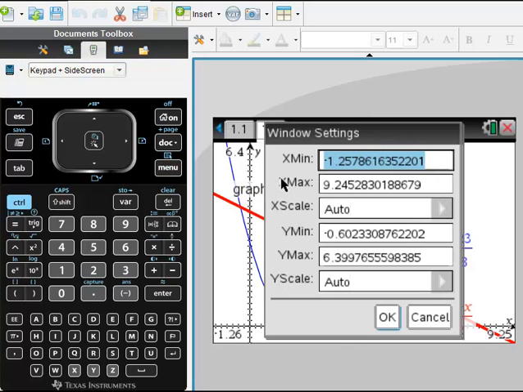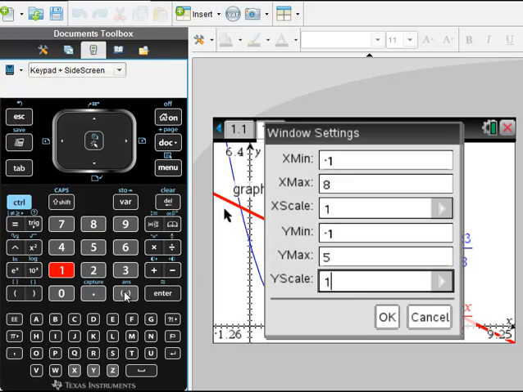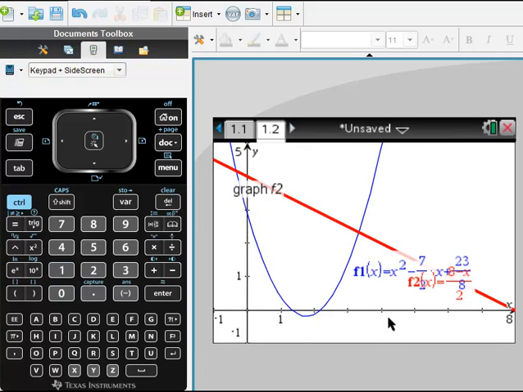Alright, X min. Let's just make that a -1. Tab. X max. I'll just make that an 8. The scaling, just 1 apiece. Y min, a -1. Y max, a 5. And scale that at 1 apiece also. Alright, I think that will look much nicer. Okay, this looks pretty good.